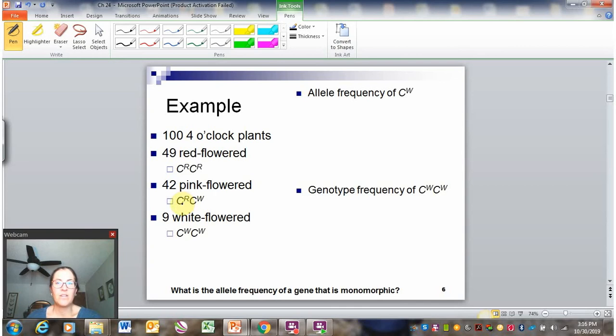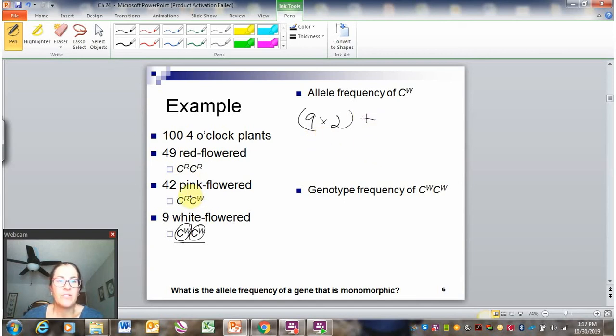That's convenient for us because we'll be able to know the genotypes based on appearance. You don't always know that, because a lot of times the heterozygote looks the same, but this is a nice example where we can use that. So the allele frequency of CW, the white allele, I'm going to take by looking at my different individuals. There are 9 white flowered plants, but each white flowered plant has 2 of the CW alleles, so I'm going to multiply that by 2. That represents the homozygote.